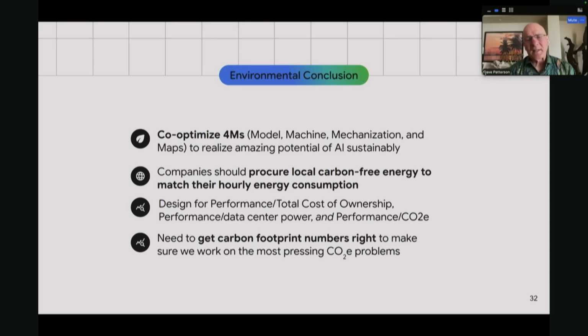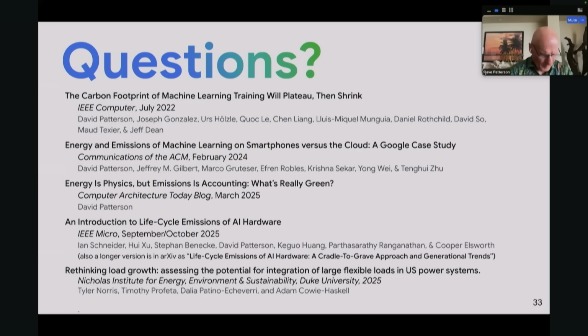Rather than this misleading unbundled energy certificates, let's try to use local energy 24 hours a day rather than playing games with it. Not only should hardware people think about performance for total cost of ownership, but also for data center power and carbon emissions. Global emissions is a really important issue, but we've got to get the numbers right to make sure we work on the most important problems. And with that, I'm open for questions.